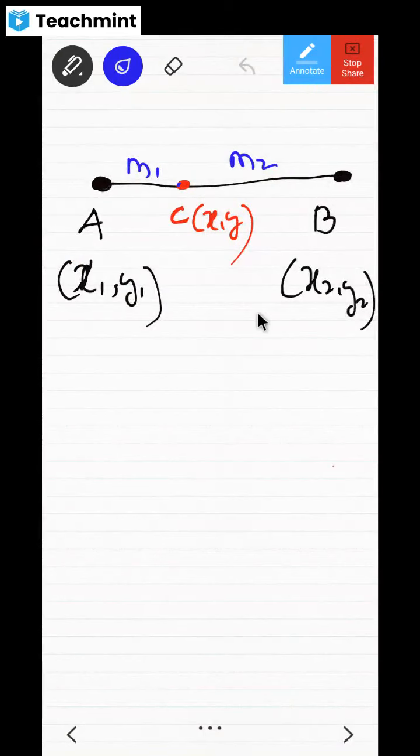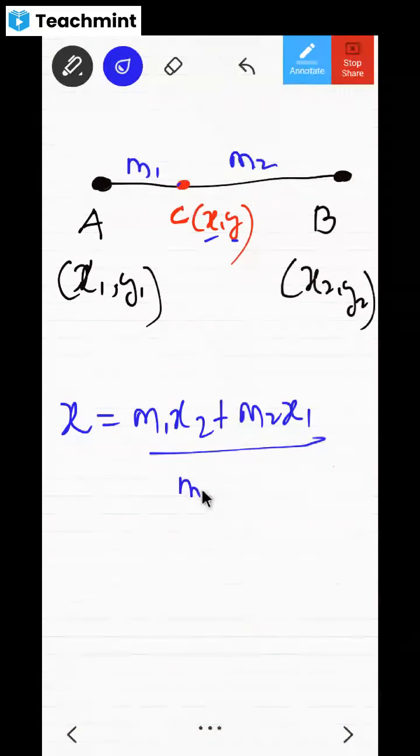I hope everybody is getting it. Now this X and Y, they will ask you. X is a very simple formula. X is equal to M1 into X2 plus M2 into X1, divided by M1 plus M2. Don't you think it is an easy formula? Look at this: X means M1 into X2 plus M2 into X1 divided by M1 plus M2.